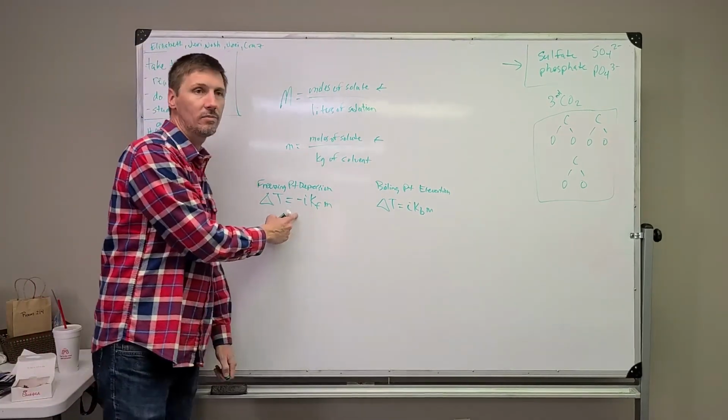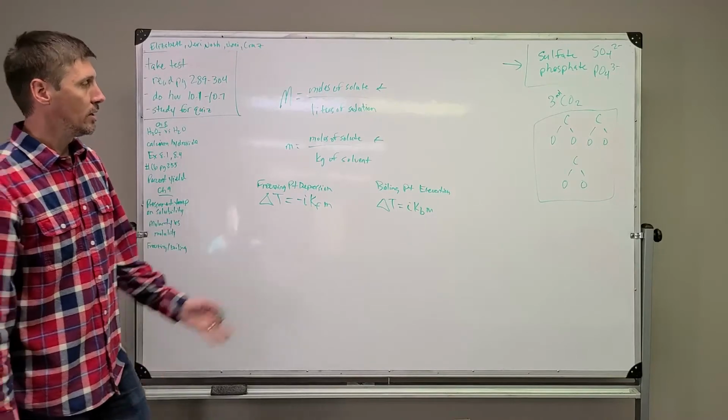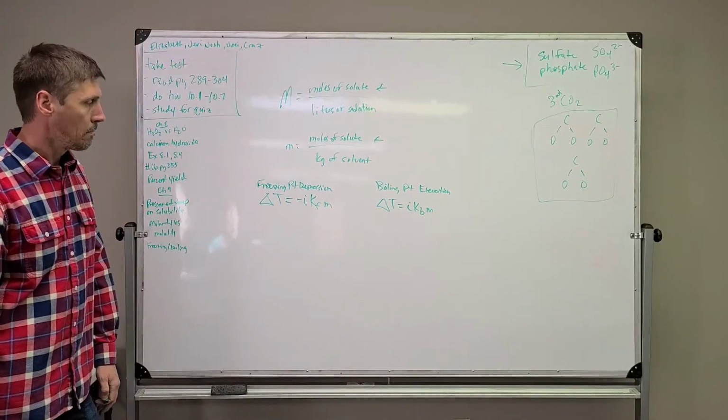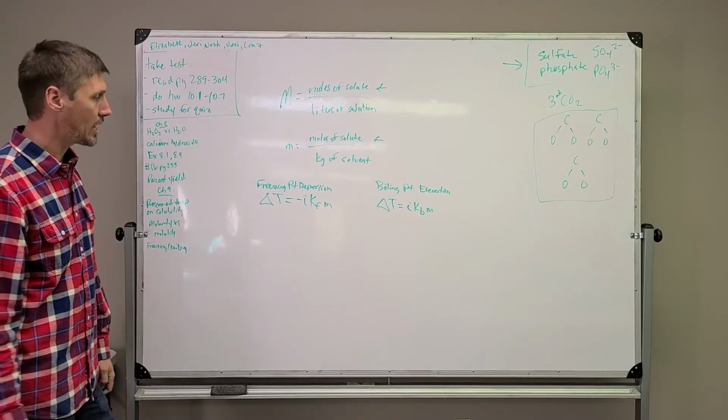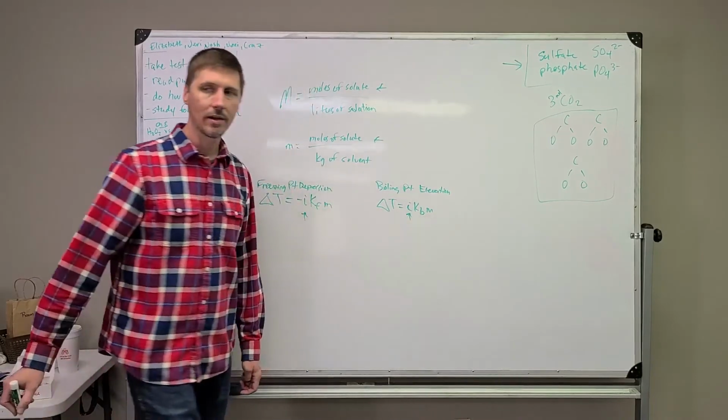But this one's negative because it's the freezing point depression. The freezing point goes down. The boiling point elevation goes up. So this is a positive number, whereas this is a negative number. And the only thing you have to remember here is what does i signify? The number of ions or molecules.